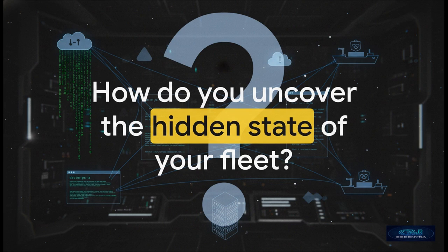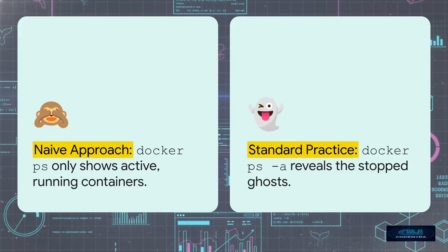So let's start with the most basic troubleshooting step, something that actually trips up a lot of seasoned engineers when they're under pressure. You need to find out what's actually running. What is the exact command to uncover the hidden state of an entire fleet? Well, the naive approach we see all the time is simply typing docker ps. But that only gives you the pulse of your active running containers.